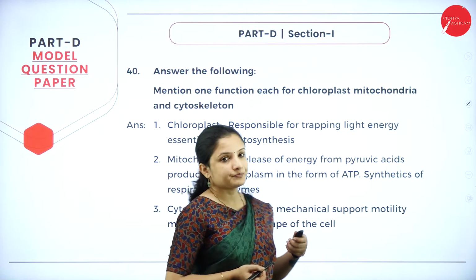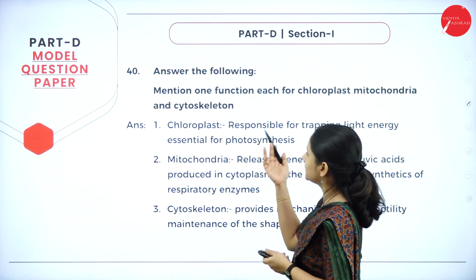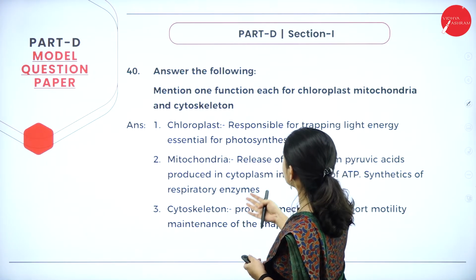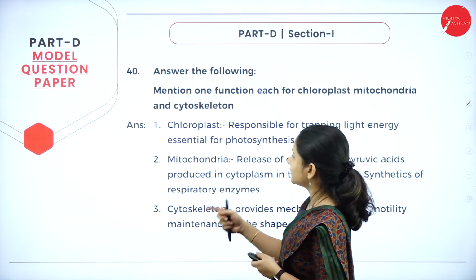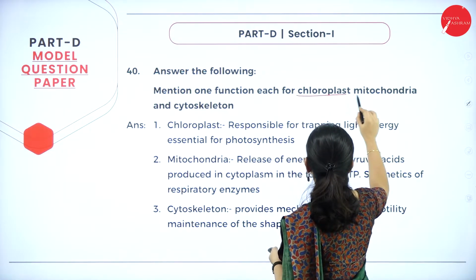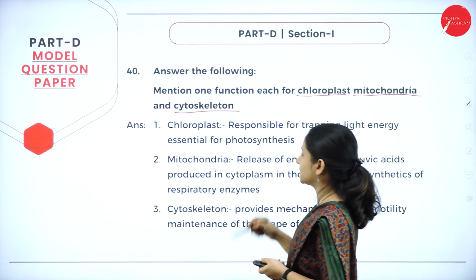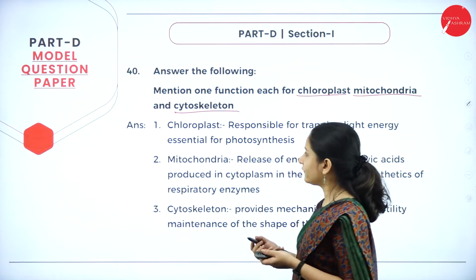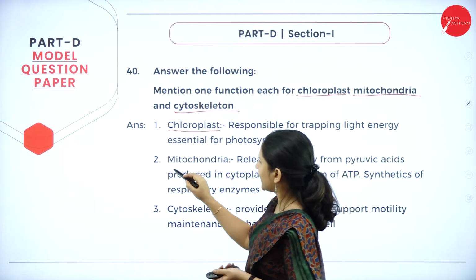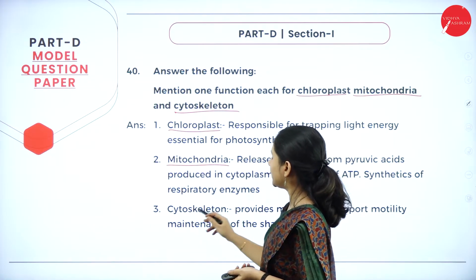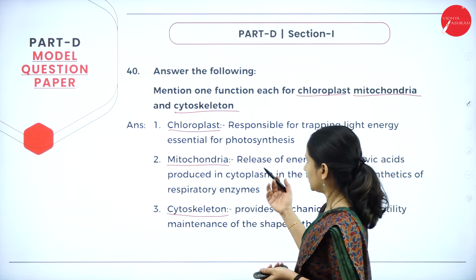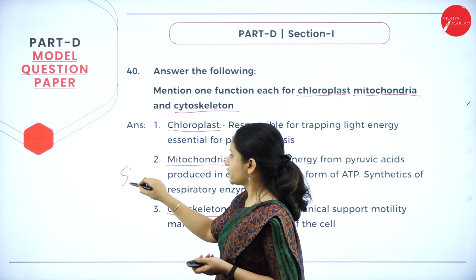Next, moving on to the next question, here they have divided the question into 3 questions. So 3 questions you need to answer. They have asked you to mention one function each for chloroplast, mitochondria and cytoskeleton. One function you write will fetch you 5 marks. What is the function of the chloroplast? What is the function of the mitochondria? What is the function of the cytoskeleton? One function you mention will fetch you 5 marks.